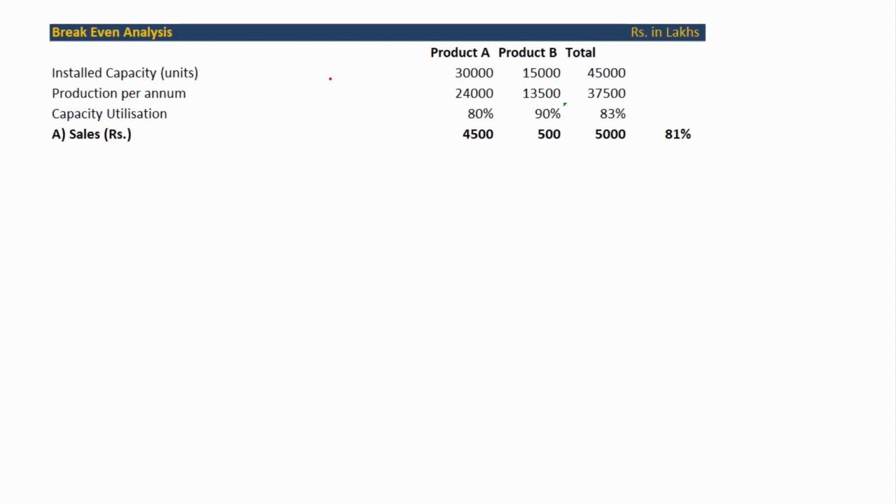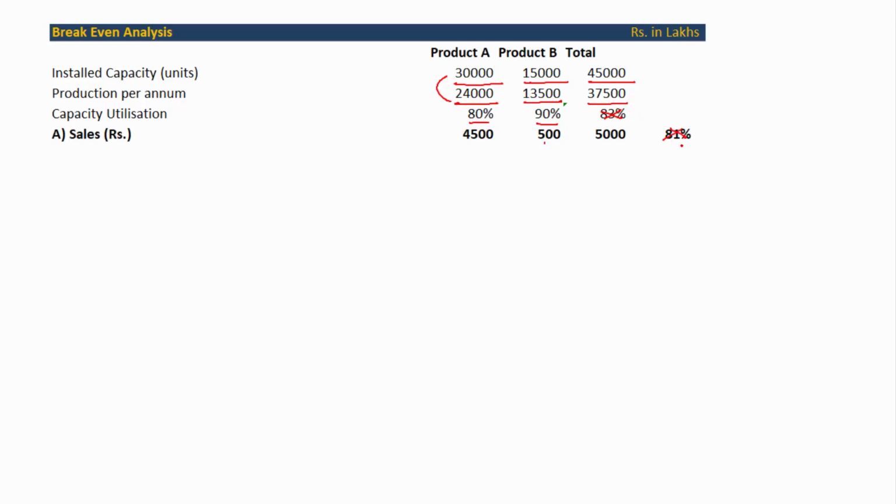You are given a sample company which has installed capacity to produce product A 30,000 and product B 15,000, so total it is 45,000. Even though they have capacity of 30,000, actual production is only 24,000. Here it is only 13,500, so total is 37,500. Whereas the capacity utilization is 80%, 90%, let's not mind about this figure. And you are also given the sales: 4,500, figures are in lakhs, 500, and total is 5,000 lakhs.